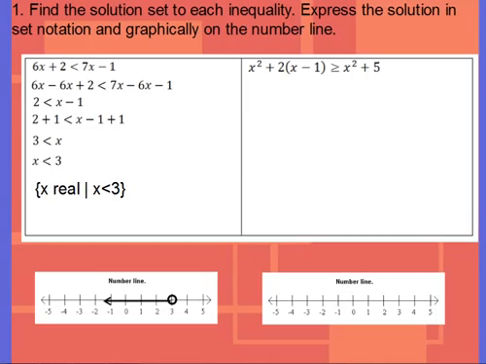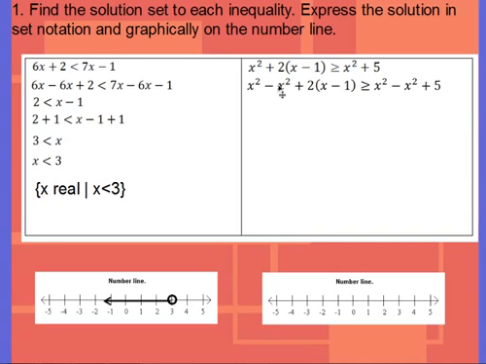My next problem says x squared plus 2 times x minus 1 is greater than x squared plus 5. So once again, we're trying to isolate for x. I notice I have lots of things going on. I have x squareds, I have plain old x's. I notice that there's an x squared on this side and an x squared on this side. So what I want to do is get rid of those x squareds by subtracting them off of both sides. It's going to look something like this.